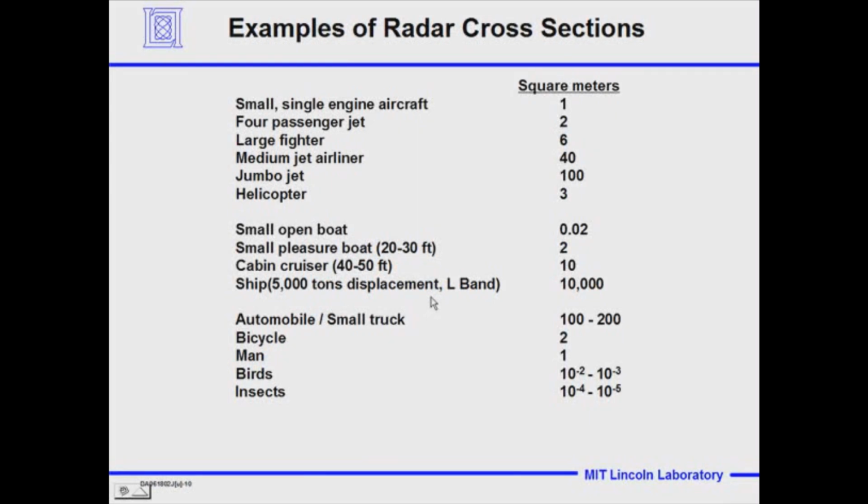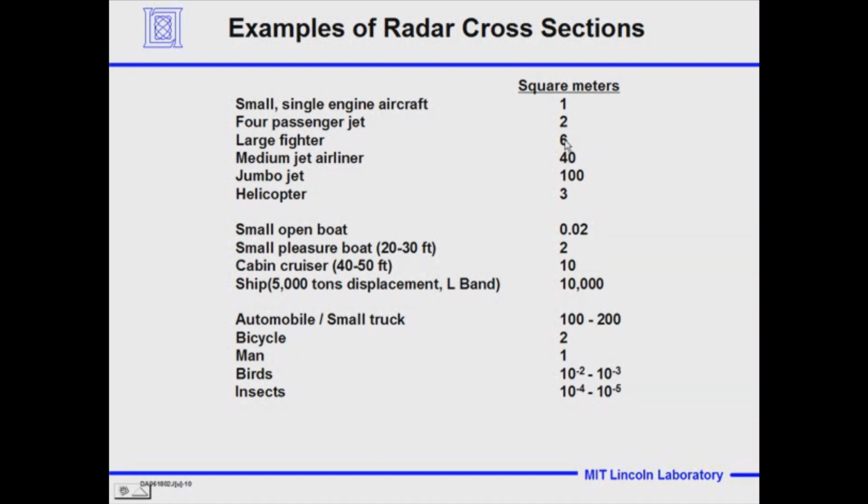Okay. Now, for some typical objects that you might think, say, okay, how big is a helicopter? How big is a boat? How big is a man, a bicycle, a bird, an insect? And these are well known and documented in many different radar introductory texts. A simple single-engine aircraft that an air traffic control radar would like to see is about 1 meter square in radar cross-section. A 4-passenger jet, 2 meters squared. It's got some streamlined paths to it. A jumbo jet, like a 747, 777 or something, 100 meters squared.